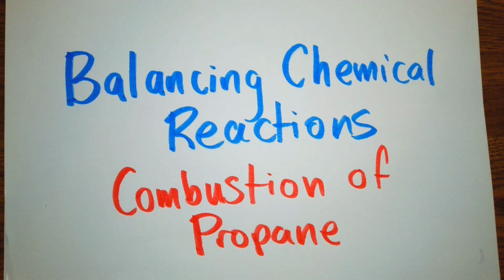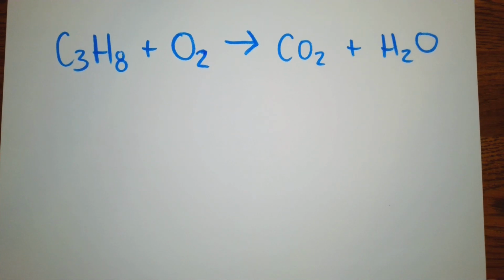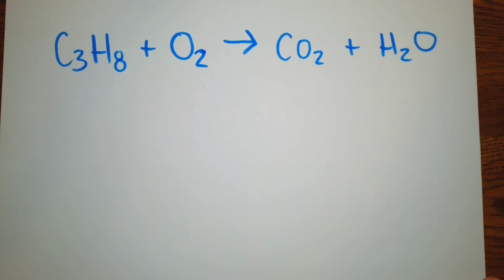In this video we're going to be balancing chemical reactions and specifically the combustion of propane, which is a hydrocarbon. So here's the reaction we need to balance. We have C₃H₈ plus oxygen yields CO₂ plus H₂O.